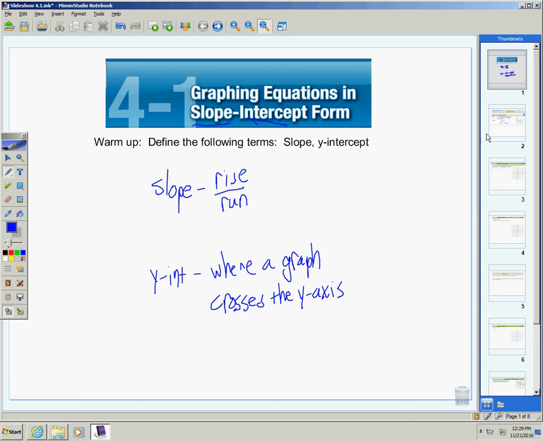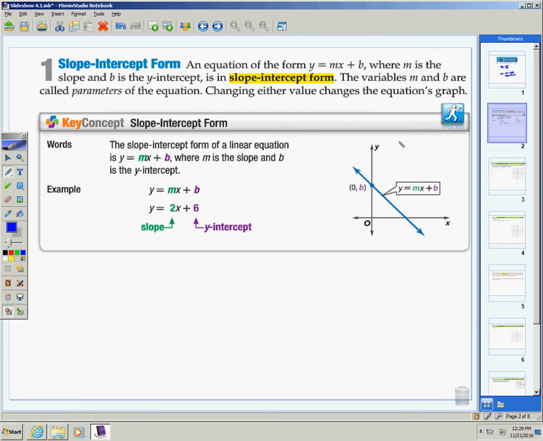So make sure you understand what both of those things mean, because today we're talking about slope-intercept form. You probably have seen this before. Slope-intercept form is y equals mx plus b, where m is going to be your slope and b is your y-intercept. If b is positive, you just go up to your y-intercept. If b is negative, you just go down to your y-intercept.